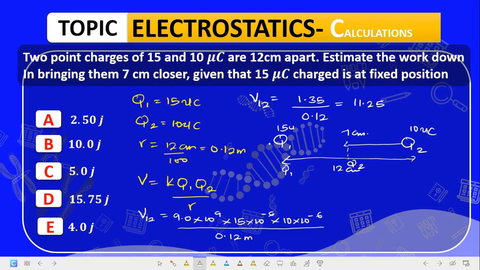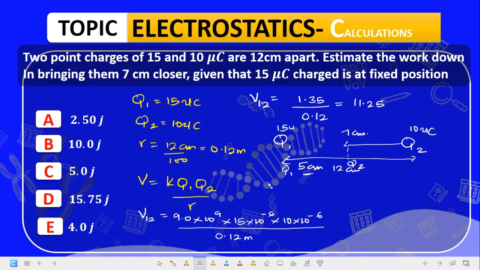You must take cognizance of this. If initially it was 12 centimeter apart, then you brought it 7 centimeter closer, it is now what? 5 centimeter apart, because you brought it 7 centimeter closer. The initial distance was 12, then you brought it 7 centimeter closer. The present distance between them will now be 5 centimeter. Okay, so the present distance between Q2 and Q1 is 5 centimeter, and that is what you are going to work with, not the 7 centimeter.